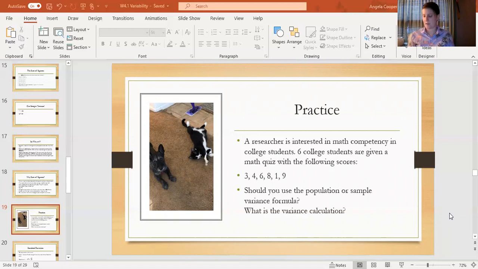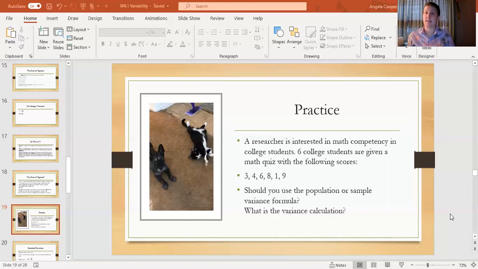So we got 3 plus 4 plus 6 plus 8 plus 1 plus 9. Okay, we have 31. Divided by 6 people, we have a sample mean of 5.17, because I have 5.1666667, but we're going to round that just to make it easy. Yeah, just want to double check it. Okay, so we have a sample mean of these numbers of 5.17. Cool. Now what's the next part?